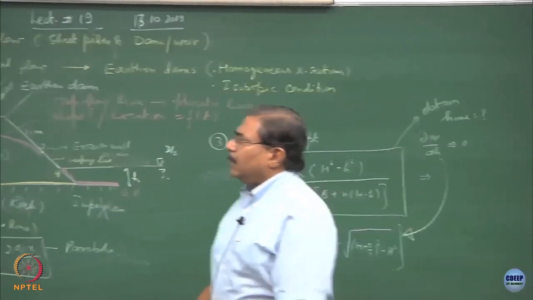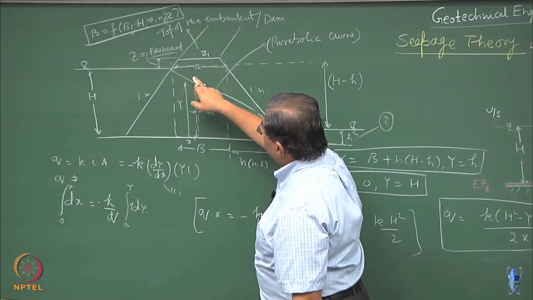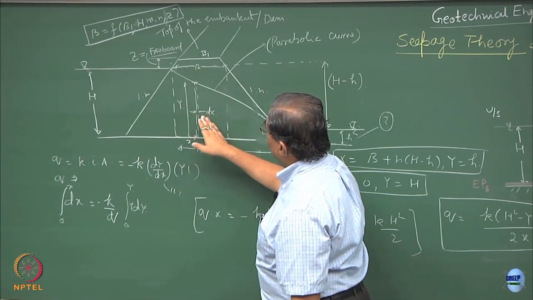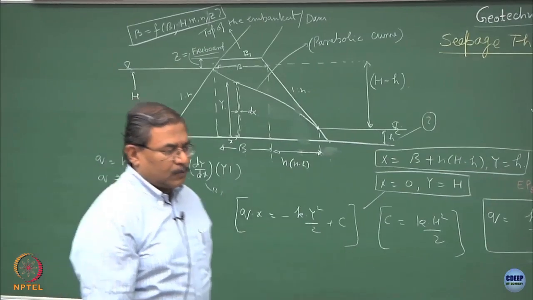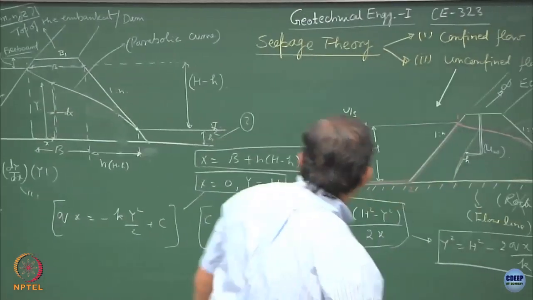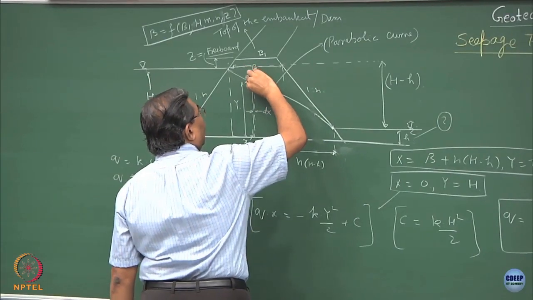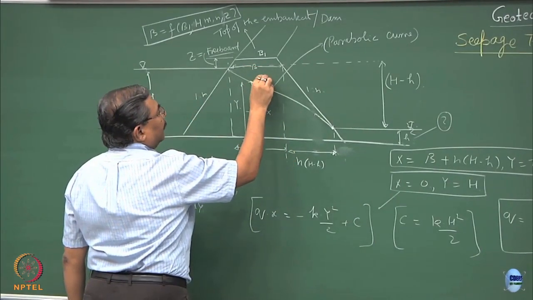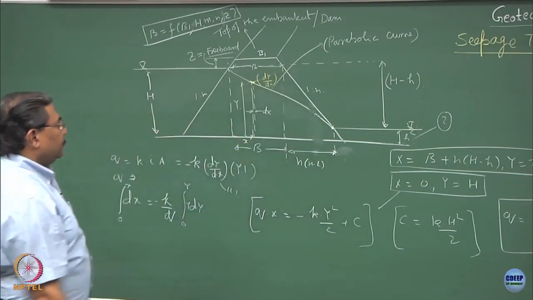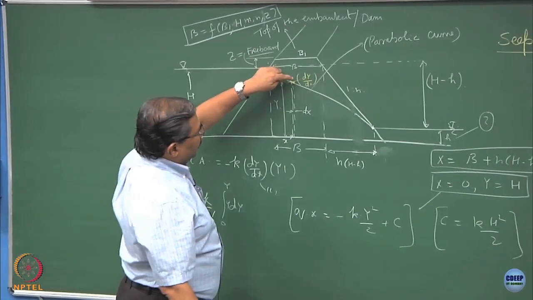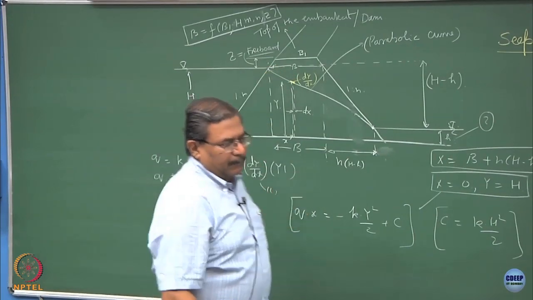Fairly simple. The only point of interest you should remember is we are taking a hypothetical plane across which we are finding out the discharge. And just to make things clear, the slope of this line is nothing but dy by dx, which I am assuming to be equal to I. Rest is all simple mathematics.